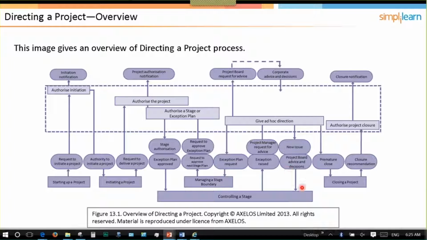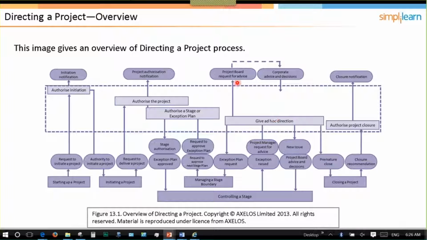And then finally, in the last stage, they're going to authorize project closure, and that comes from the closing a project process. Or there may be premature close. An exception may cause us to go back and look at the business case and realize that it's no longer a viable project and it may be closed early. So they would also give that approval.